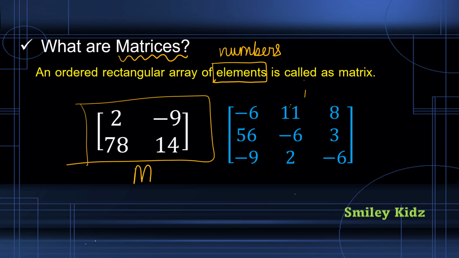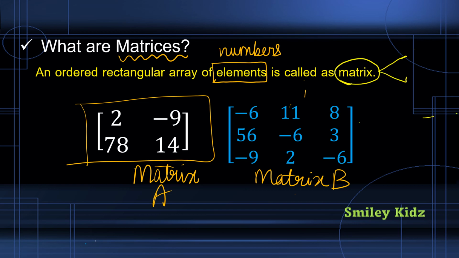This is matrix A, let's say. And this is matrix B. Why are we calling it a matrix? That is because it's an arrangement which is in the form of a rectangular array which comprises two things. Now here, a matrix, you must always remember, comprises two things. One is rows and the other is columns.